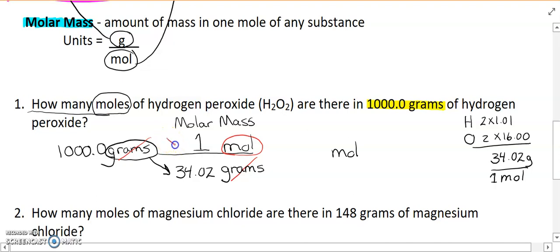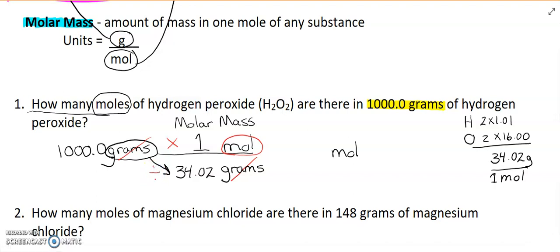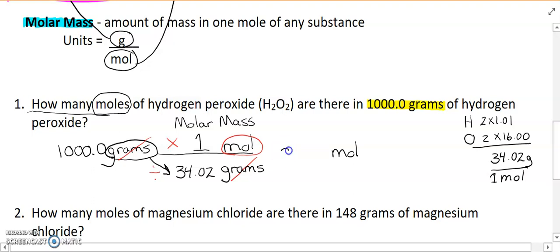To calculate this out, I'm going to multiply anything on top. I'm going to divide by anything on the bottom. And when I punch this number into my calculator, I'm going to take 1,000 times 1, divided by 34.02. And I'm going to come out with, and 2 decimal places is a nice place to leave it, let's say 29.39 moles.